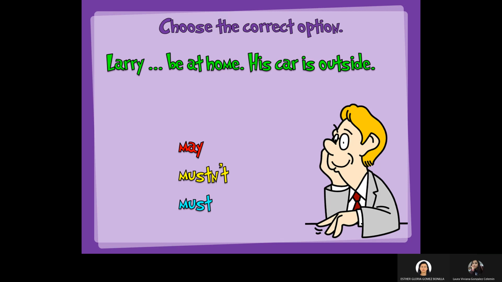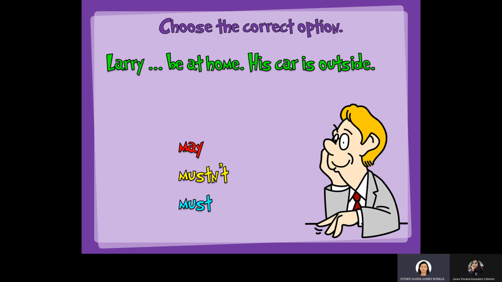Next one. Choose the appropriate option. Larry may, mustn't, or must be at home. His car is outside. In this sentence, you have to deduce which of the modals fits. His car is outside. That is very important. El auto está afuera. Por lo tanto, Larry may be at home, mustn't be at home, or must be at home. What do you think?